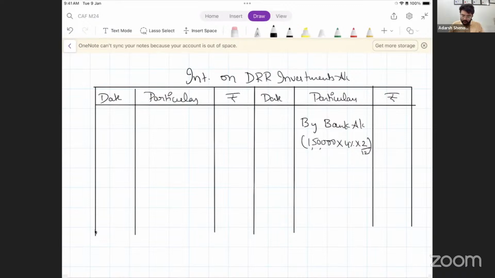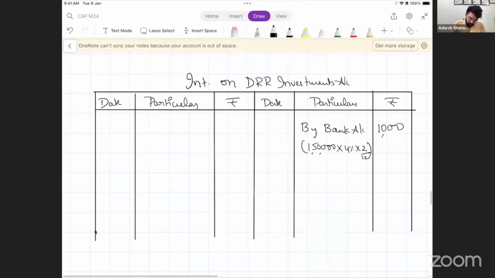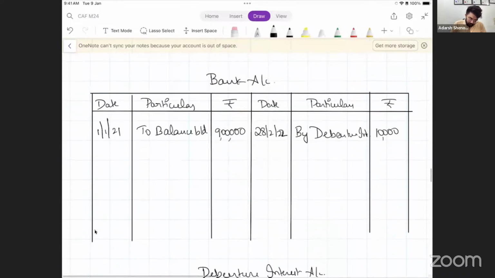I hope everyone is understanding why I am doing it for only 2 months? Because the redemption does not come from the date of beginning, 1st January, it is on 28 February. Last year, up to 31st December, all the interest has been paid. So for this year, we only receive 2 months of interest and pay 2 months of interest, that's all. Is that clear? Debit the bank.